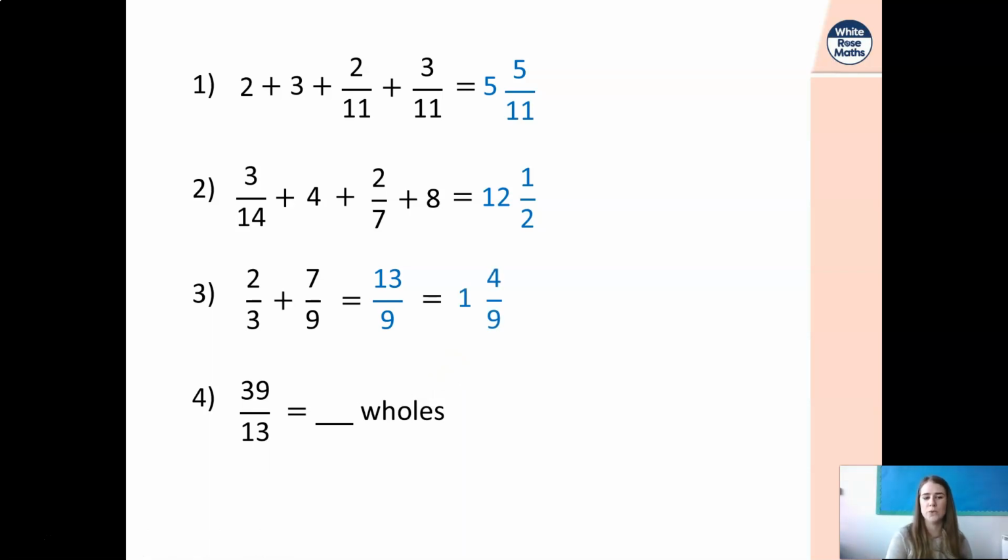So 1 and 4/9. Now here you might have had to have written down your 13 times tables to help you out with this, to work out how many wholes there are. And the answer is 3. 3 lots of 13 is 39. Okay, so well done if you got those correct.